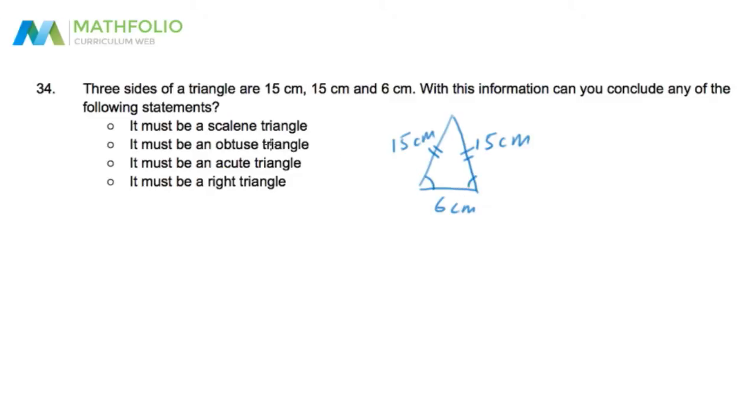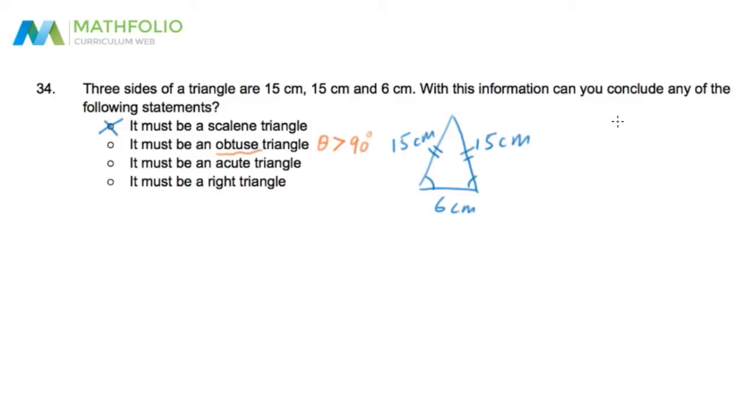So what information can we conclude, if any, from the following statements? So it must be a scalene triangle. That's not correct, because we know two sides are the same and the two angles are the same, so it can't be scalene. It must be an obtuse triangle. Well, there are some cases where an isosceles triangle could be obtuse. So let's remember that an obtuse is where the angle, let's just say it's theta, the Greek letter theta, is greater than 90 degrees. This is when we have an obtuse triangle.